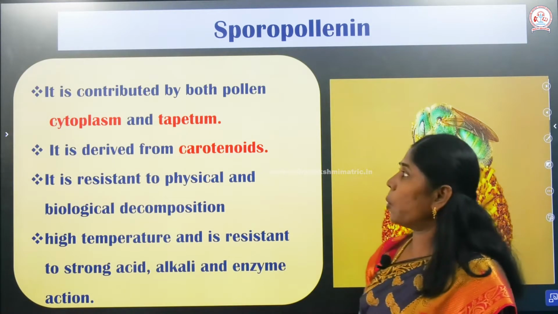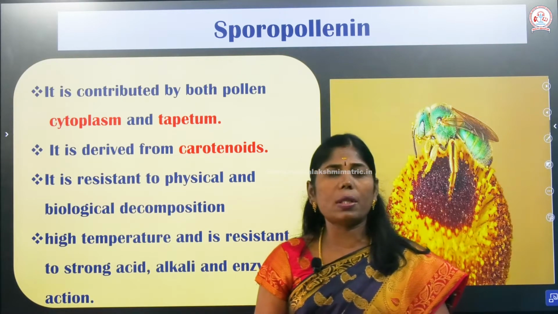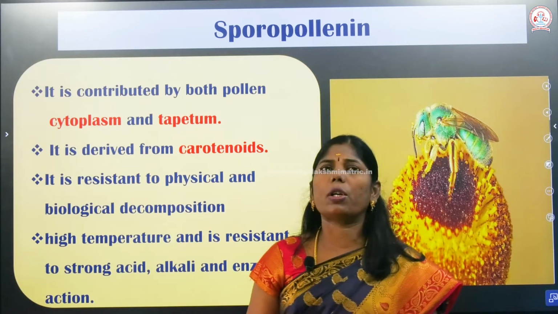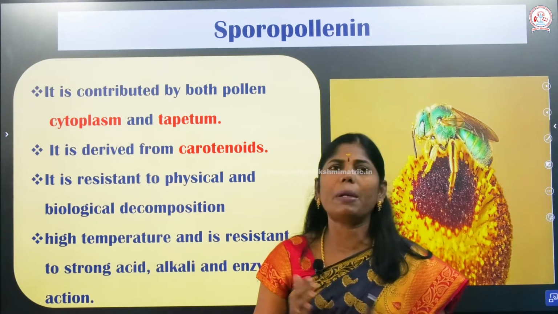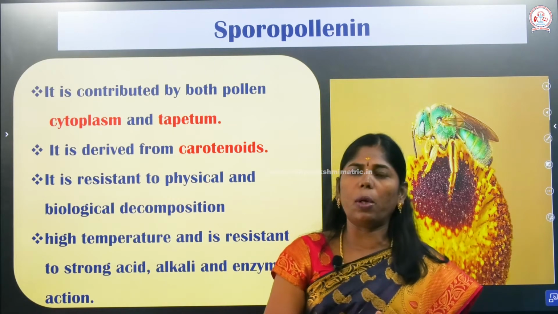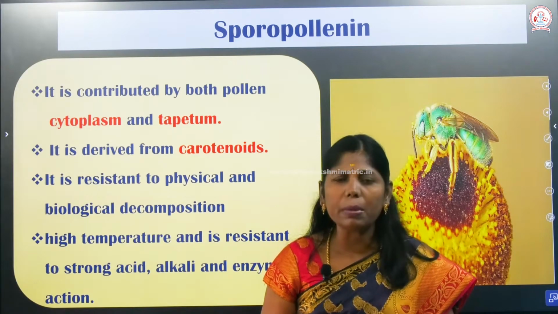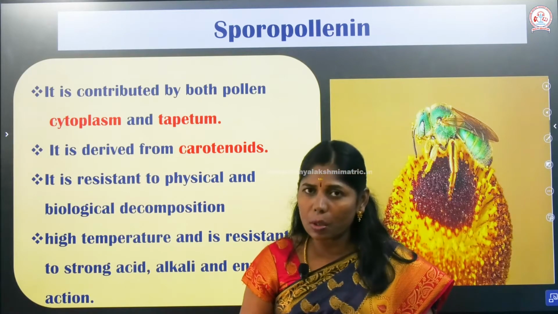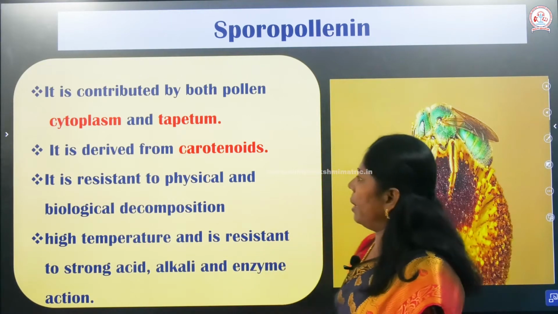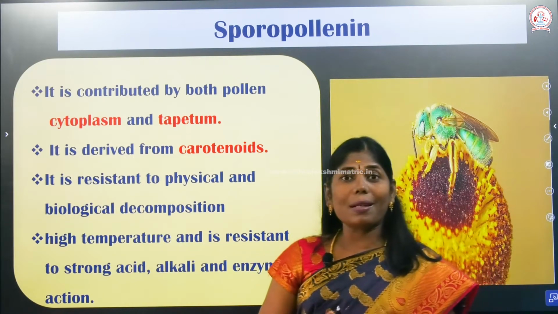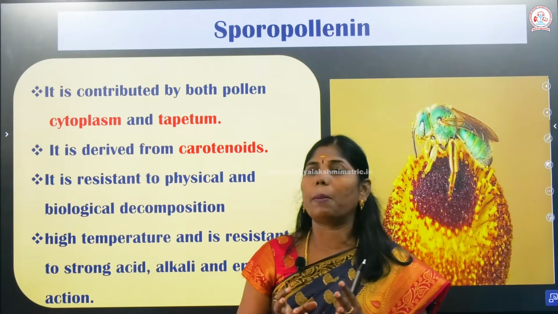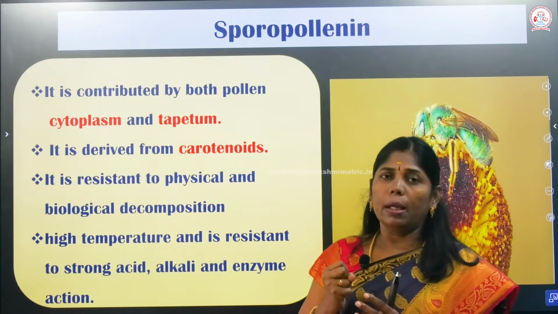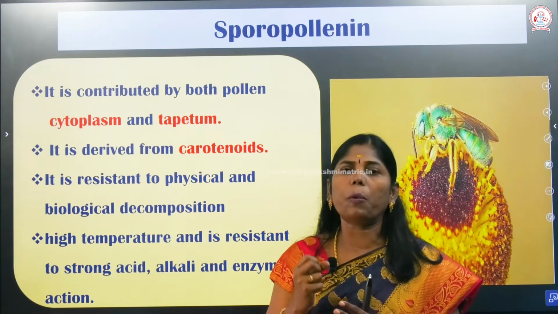And next, what is sporopollenin? Sporopollenin is also a type of cell wall, a pollen wall material. This is contributed by the cytoplasm and the tapetum. What about the pollen kit? That is contributed by the tapetum, but this is contributed by the cytoplasm and the tapetum. It is also derived from carotenoids. It is very resistant to physical and biological decompositions. It is very strong and very important for protecting the pollen grains.